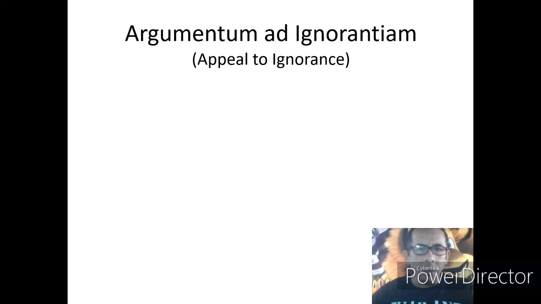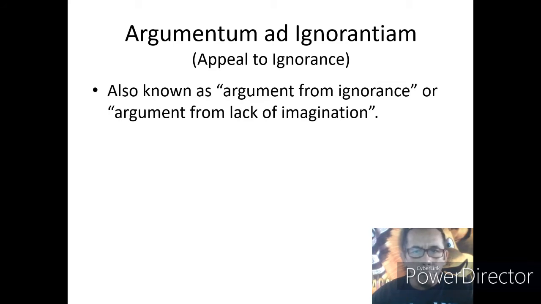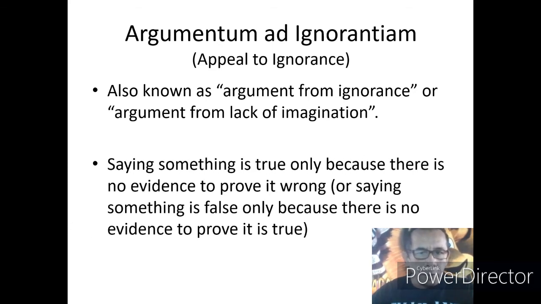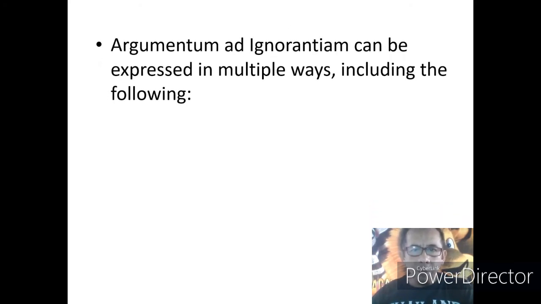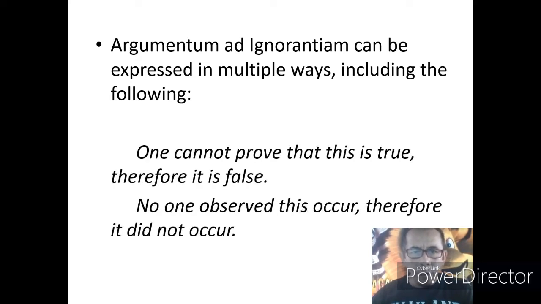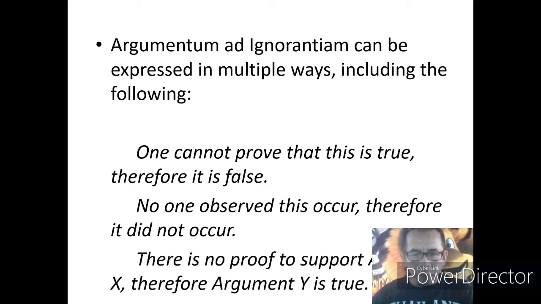Next is argumentum ad ignorantiam, or appeal to ignorance, also known as argument from ignorance, or argument from lack of imagination. Saying something is true only because there is no evidence to prove it is wrong, or saying something is false only because there is no evidence to prove that it is true. Argumentum ad ignorantiam can be expressed in multiple ways, including the following. One cannot prove that it is true, therefore it is false. No one observed this occur, therefore it did not occur. Or, there is no proof to support argument X, therefore argument Y is true.